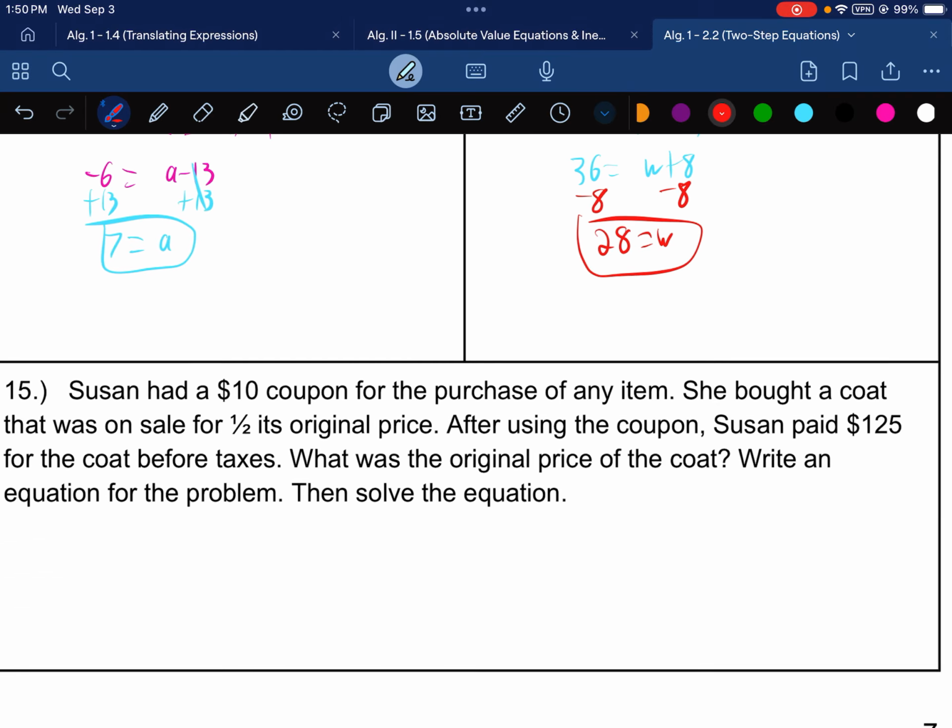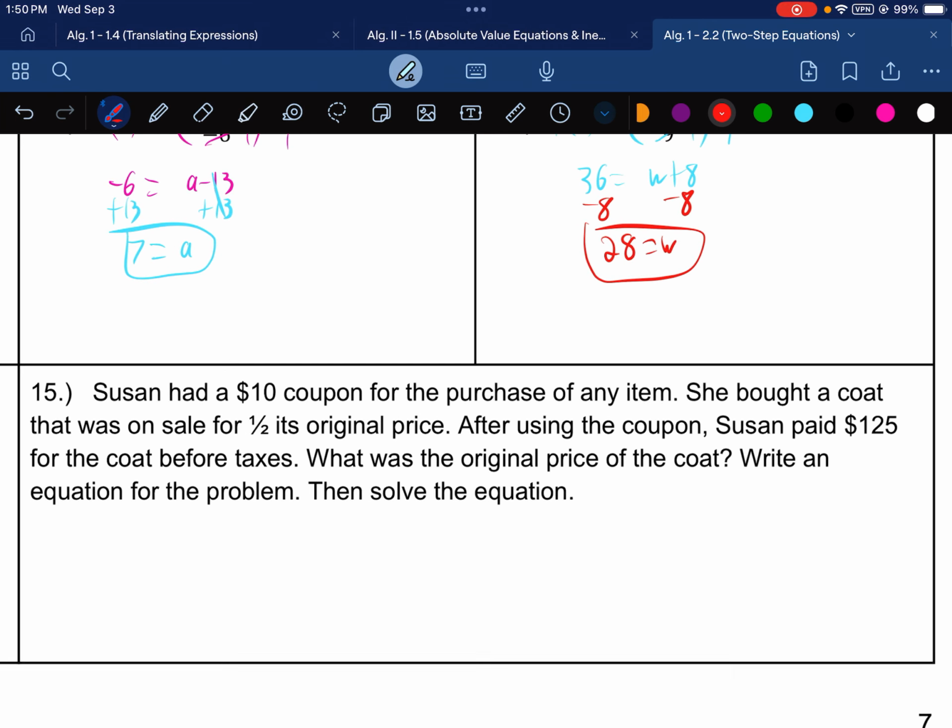Word problems. Woo-hoo! Exciting stuff here. So Susan had a $10 coupon for the purchase price of any item. She bought a coat that was on sale for half its original price. After using the coupon, Susan paid $125 for the coat before taxes. Susan is shopping the sales. What was the original price of the coat? Write an equation for the problem, then solve the equation.